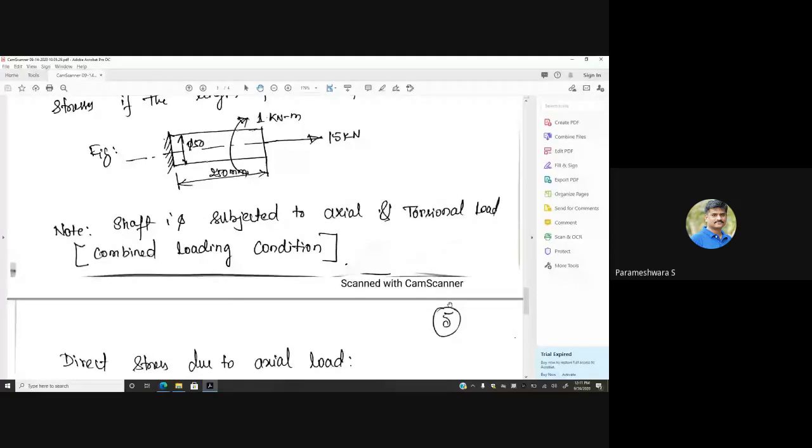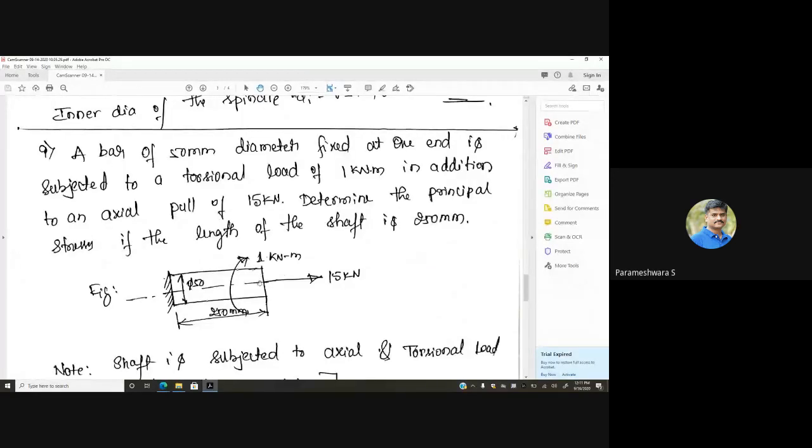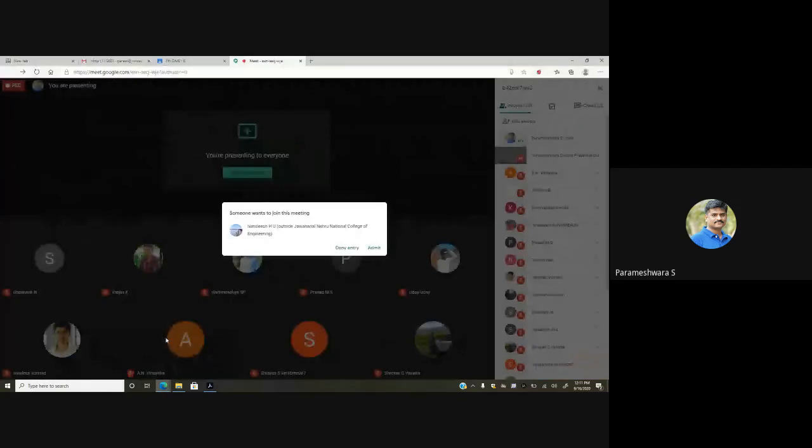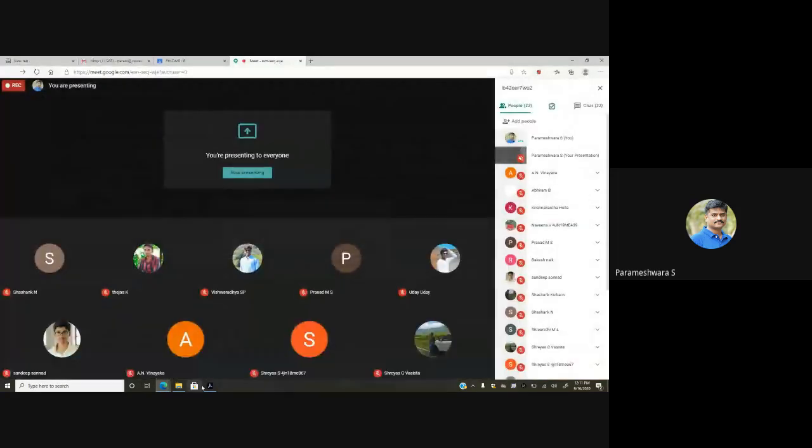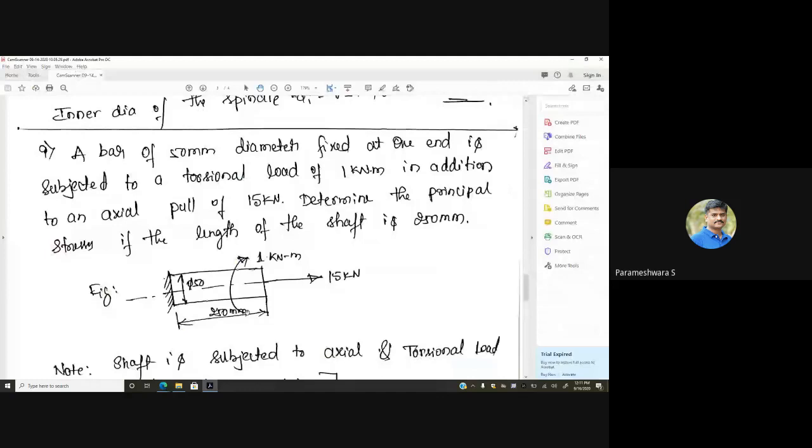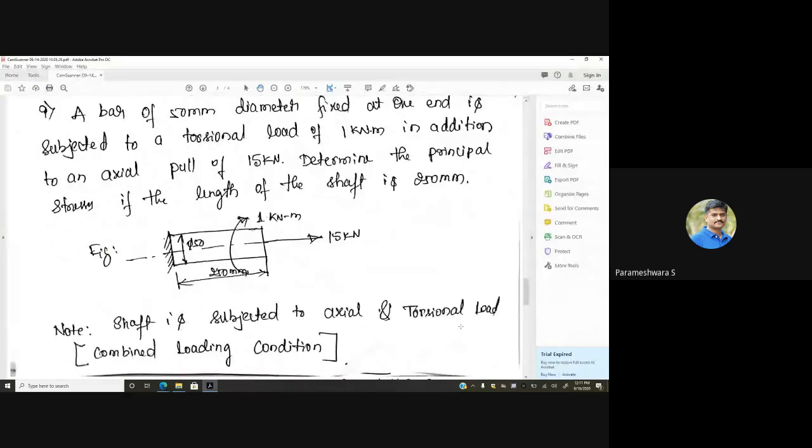Okay, fine. So this is a bar having a diameter of 50 mm and a length of 250 mm, and it is subjected to a torque of 1 kilonewton meter. In addition, it is subjected to an axial pull of 15 kilonewton. So this is combined loading. The shaft is subjected to axial and also torsional load. This case of problems we call a combined loading problem. Whenever a body experiences more than one type of loading, that condition is called combined loading.